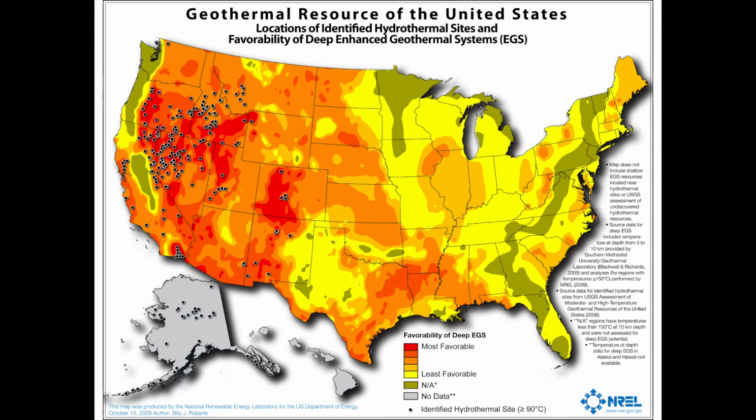Darker red zones have higher potential. Black dots indicate known hydrothermal sites at the land surface. Notice how there is reasonably favorable geothermal potential in much of the western United States, but not so much in the eastern US, where the rocks are older and cooler.